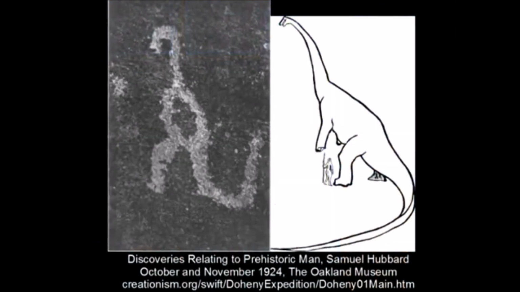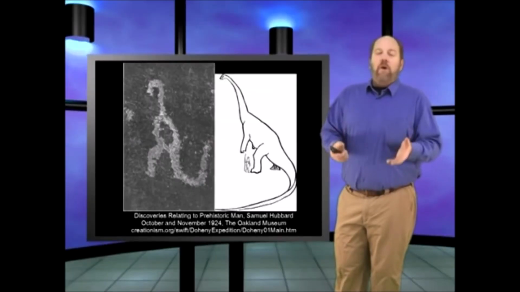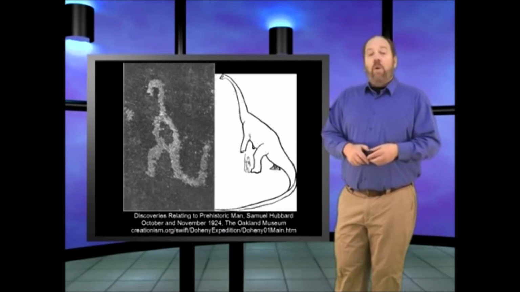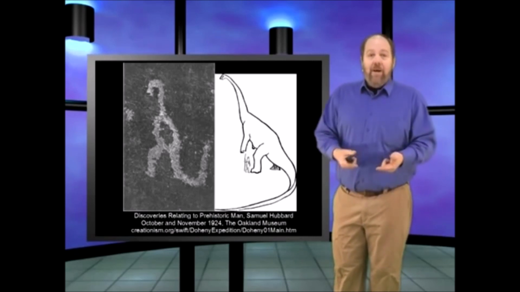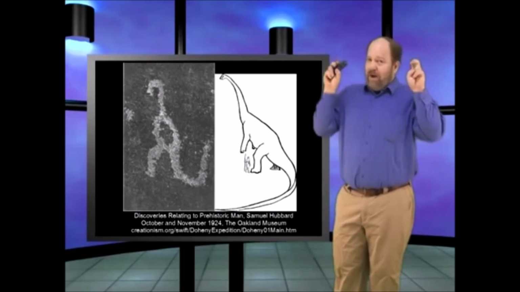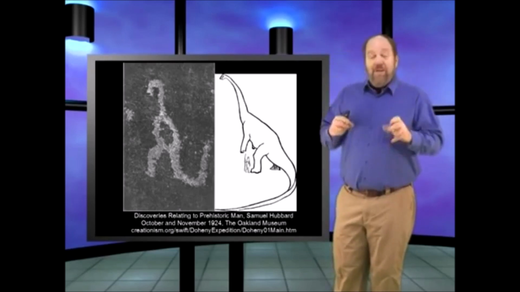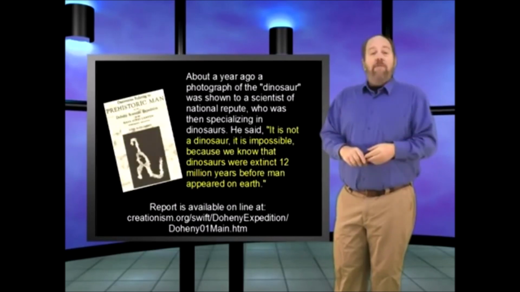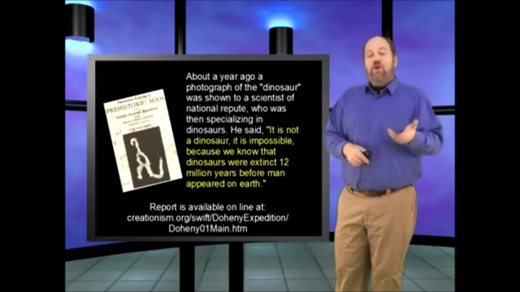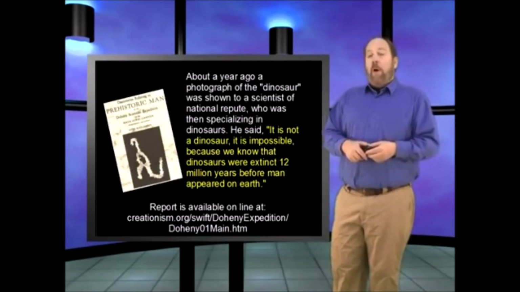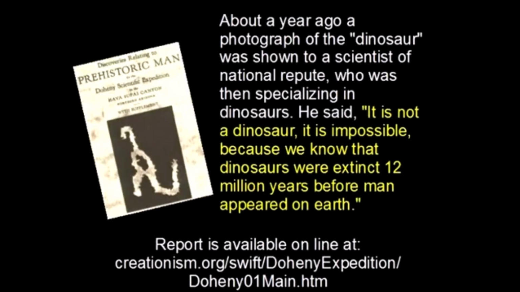The Doheny expedition also documented a fascinating petroglyph of what they even labeled as a dinosaur. Now, as I mentioned in Crevo Rant number 100, the dating game has been played since before Darwin's time. In fact, the dating game was what inspired Darwin in his evolutionary thinking. Now, as we go through time, you'll notice that the scientific ages and what we know has changed. Hubbard commented that a photograph of this dinosaur petroglyph had been shown to a scientist of repute, who then remarked, "It is not a dinosaur. It is impossible because we know that dinosaurs were extinct 12 million years before man appeared on Earth."